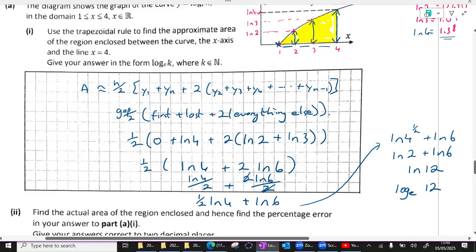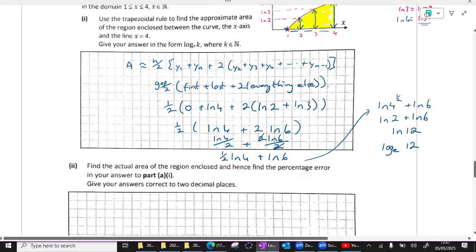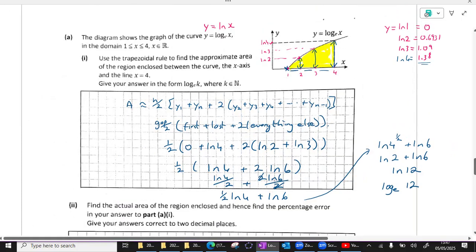Now it says find the actual area of the region enclosed and hence find the percentage error in your answer in A, part 1. So the trapezoidal rule is only an estimate, and that's why the symbol is approximately equal to. So how do we find a more accurate version of this? So what we really need to do is we need to integrate to do that.